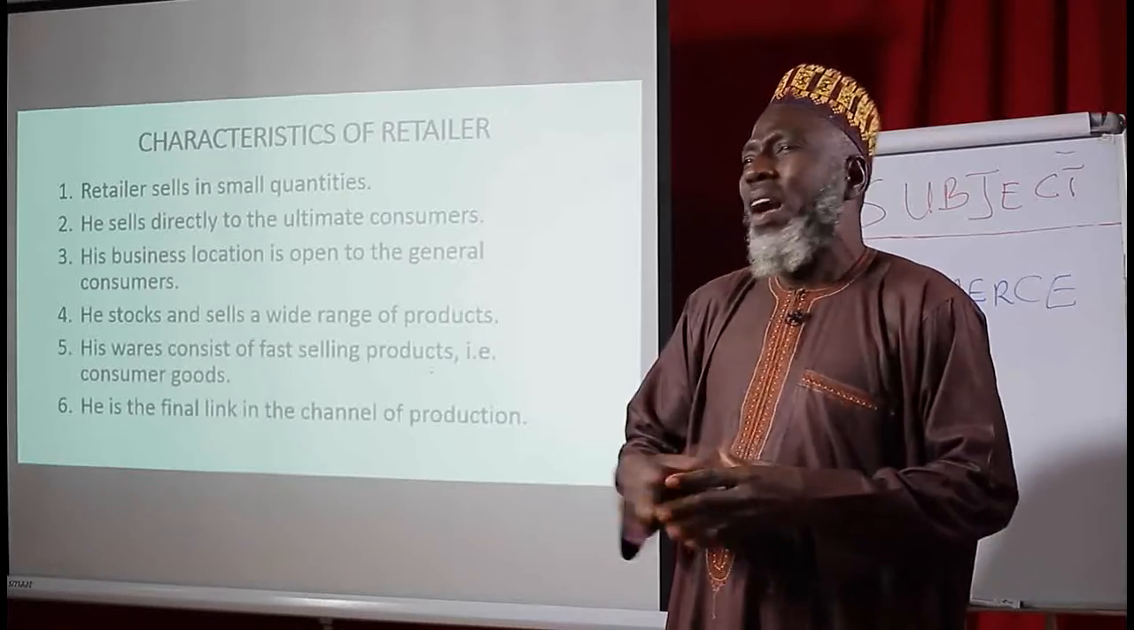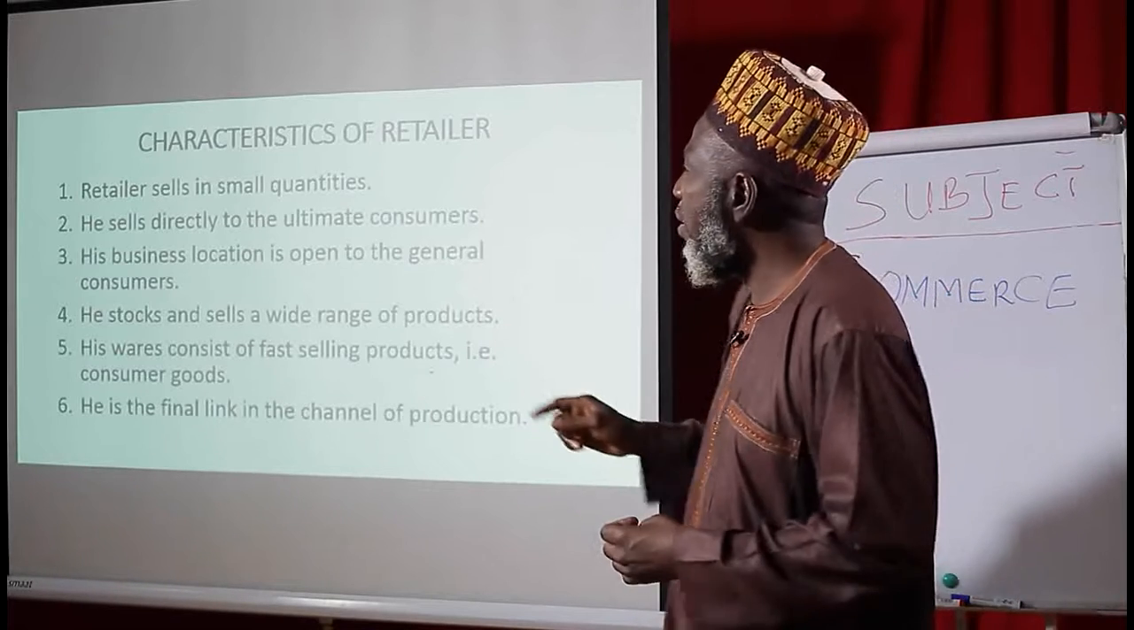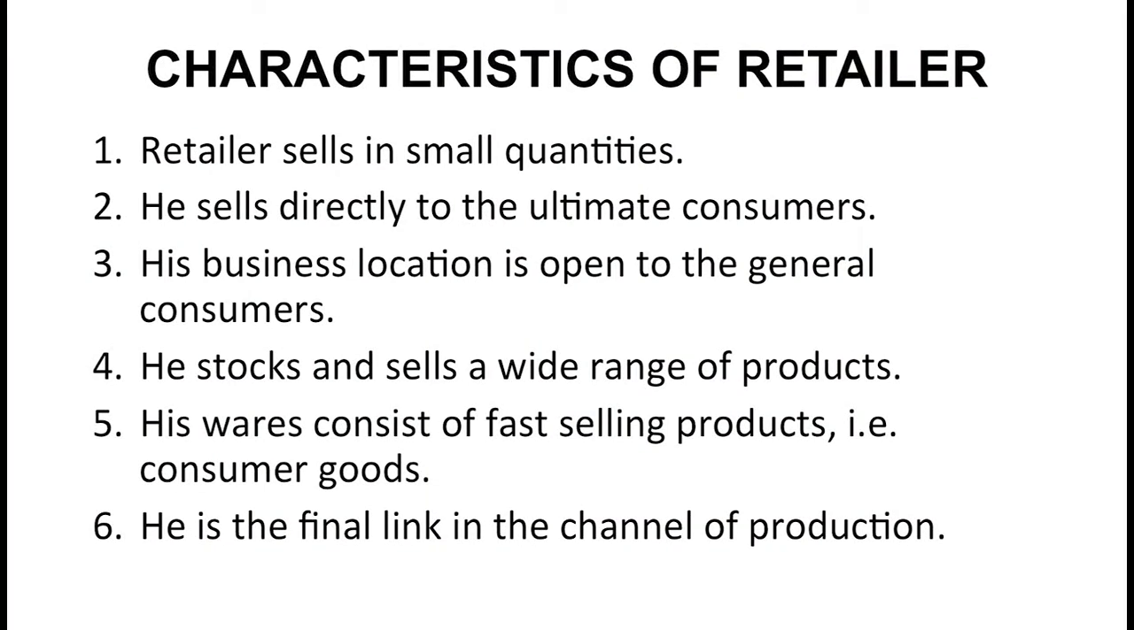Now we go straight to characteristics of a retailer, features of a retailer. Number one, he sells in small quantities. The retailers sell the goods in smaller quantities. Number two, he sells directly to the ultimate consumers. Number three, his business location is open to all customers, open to the general consumers.